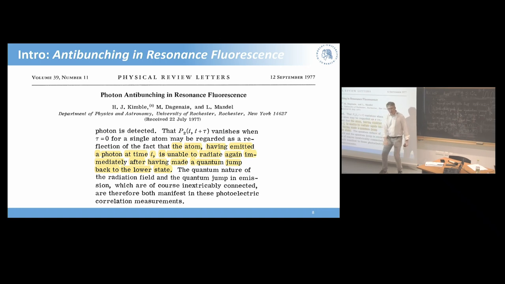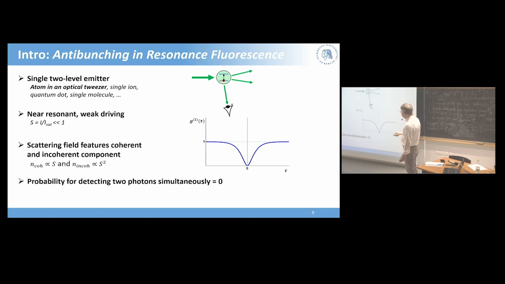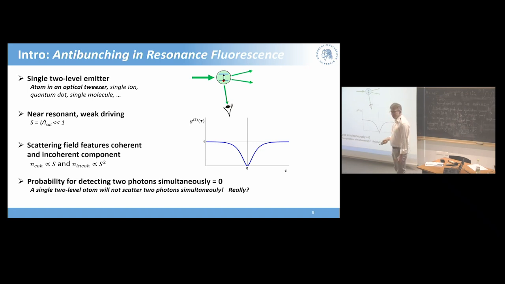And you have to time evolve the system in order to be able to emit another photon. And so, in other words, the probability for detecting two photons simultaneously is 0 could be translated into saying a single two-level atom will not scatter two photons simultaneously, right? And then the rest of my talk is about: really? Okay, so is that really true?